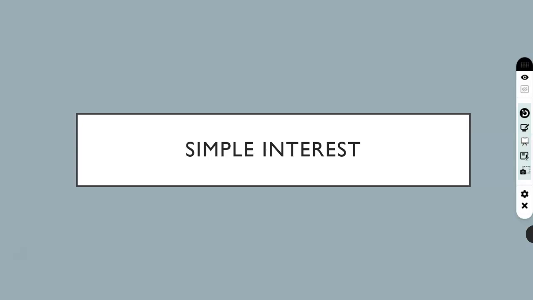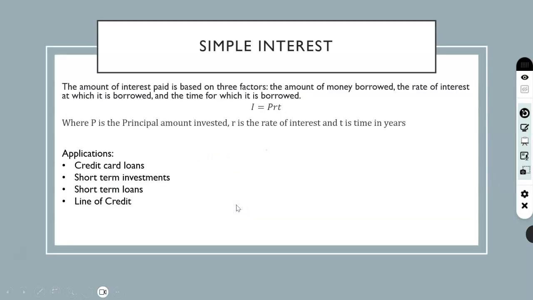So let's concentrate here on simple interest. A few application areas where you will get the simple interest are credit card loans and then short-term GICs, student loans, treasury bills. So let's see how we can calculate the simple interest.